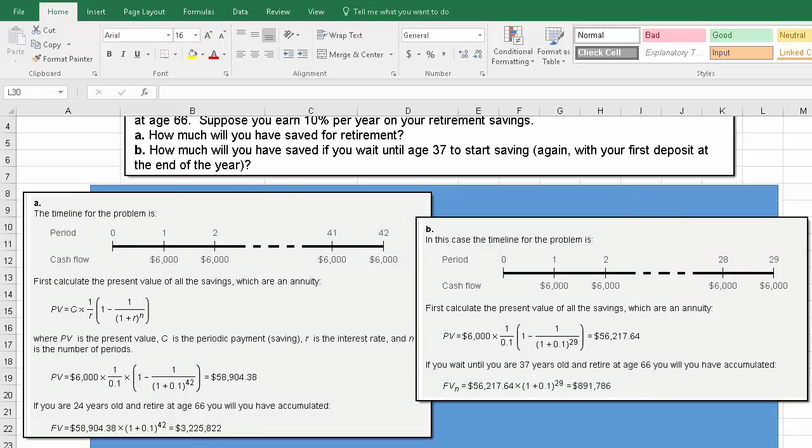Okay, and here's Part B. Part B is essentially the exact same problem, only instead of using 42 periods on the timeline, you're starting at age 37, so there's only 29 periods. So anywhere there was a 42, you're going to post a 29. All right, so you could pause this and work this to make sure you come up with these numbers if you like, but let me show you how you could solve it with a financial calculator or with Excel.